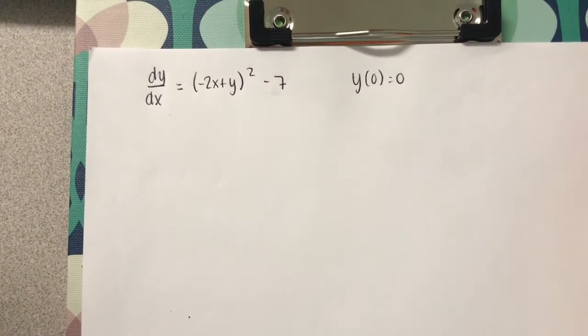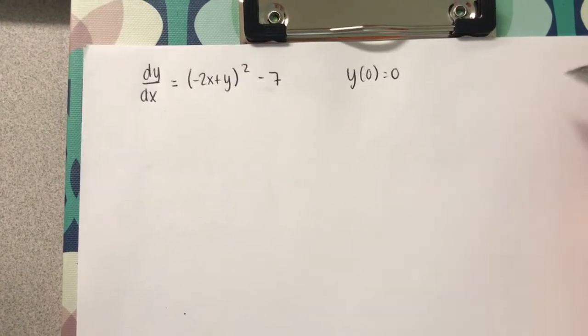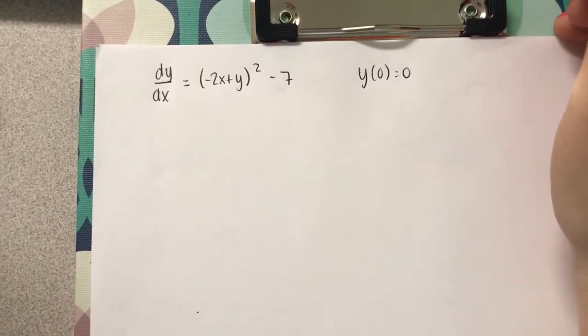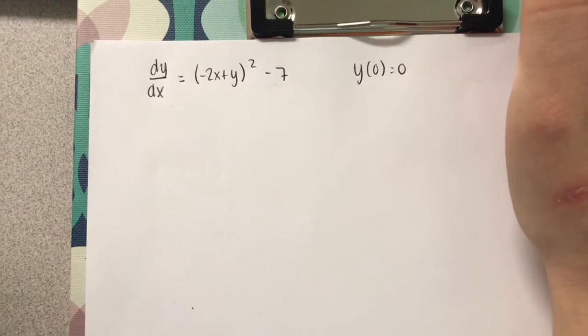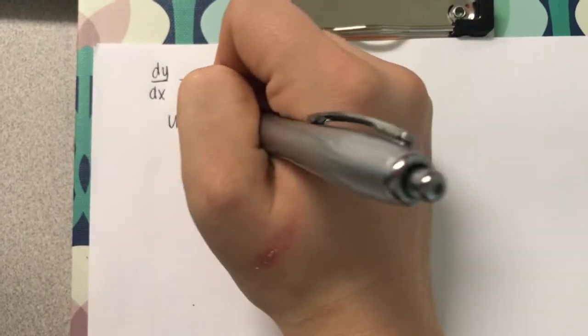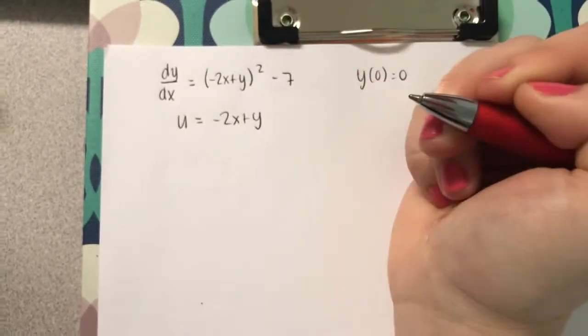You might not have ever seen one like this before, but we need to do a substitution at the beginning, and then it'll turn into a variable separable method, and it is very easy to solve after that. So I'm going to set u equal to the inside of what's squared. So u = -2x + y.